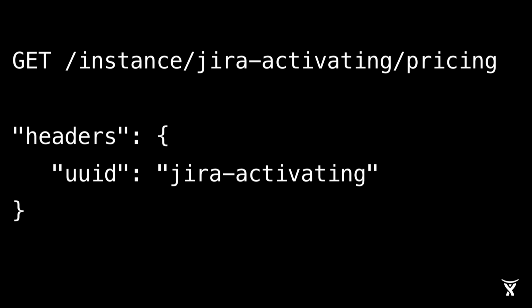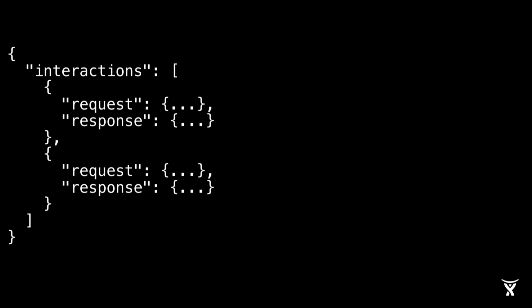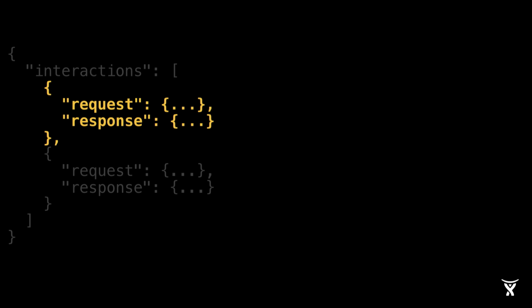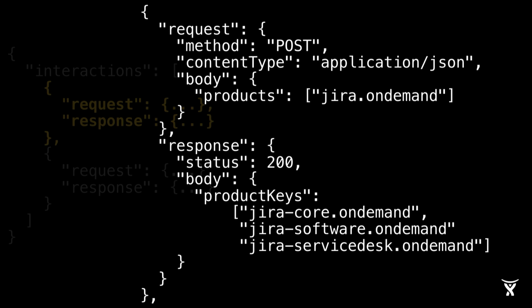And the second key difference is we had what I call smarter JSON. Instead of simply returning a JSON blob, we would return an array of interactions. This was extremely powerful for post requests because it meant we could do request response pairs. So if you send in a post request that had Jira.onDemand as a single product key, we would respond with a particular response. In this case, 3 product keys all related to Jira.onDemand.